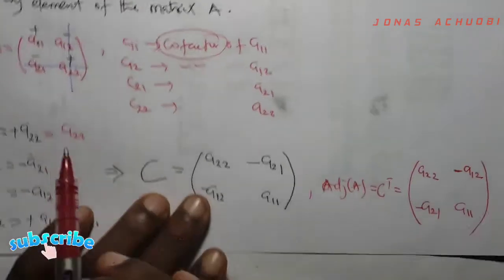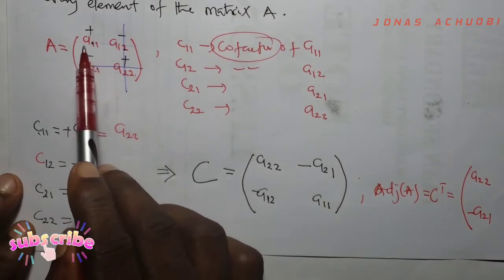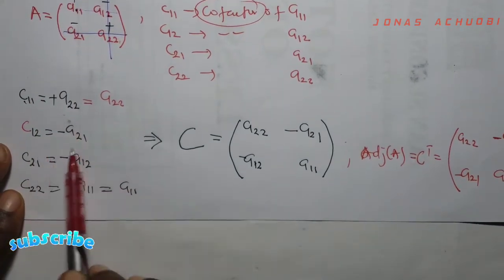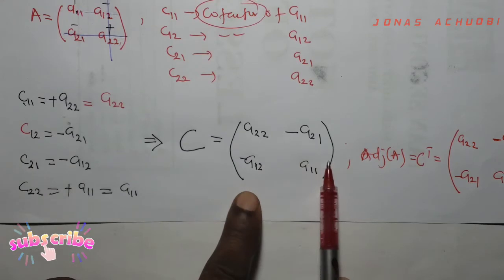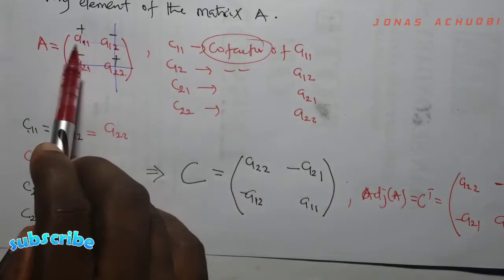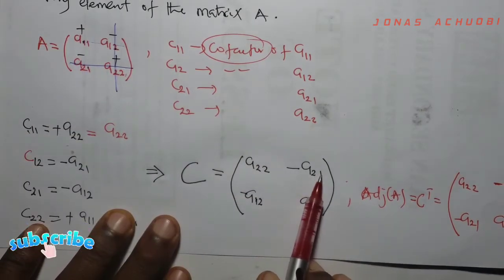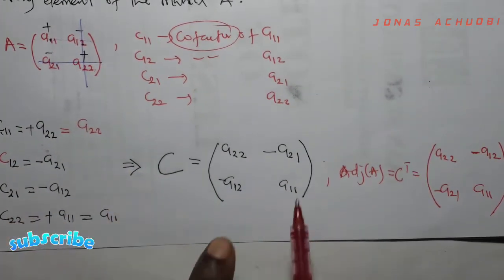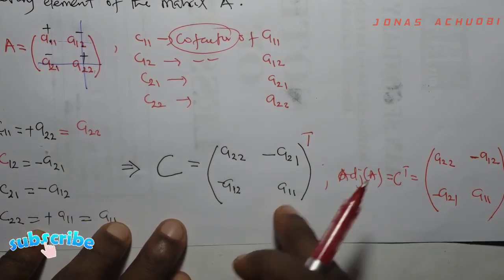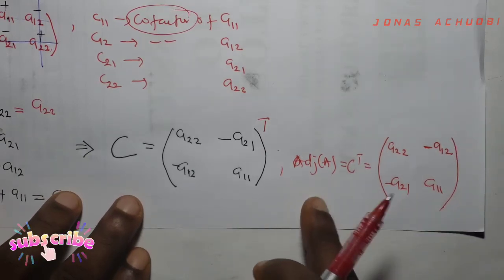So how do we get the adjoint of matrix A? First, we find the cofactors of every entry of matrix A. And we got all this. The next thing we now do is we form a matrix of cofactors. Okay, so A22 is the cofactor of the first entry A11, minus A21 is the cofactor of A12, and so on and so forth. After doing that, we'll now take the transpose of this matrix of cofactors. And the new matrix we're going to have, which is this, is now called the adjoint of matrix A.